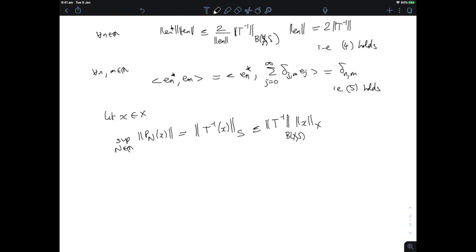Sure, but that means that for every x, this supremum is bounded. So now I can use the uniform boundedness principle, and I get that the supremum of the norm of the Pn as bounded linear maps on X, not just pointwise for every x, has to be finite. And that proves 6, concluding the proof of proposition 10.2. So these are reasonably easy facts to prove, but they will be very handy in dealing with bases.